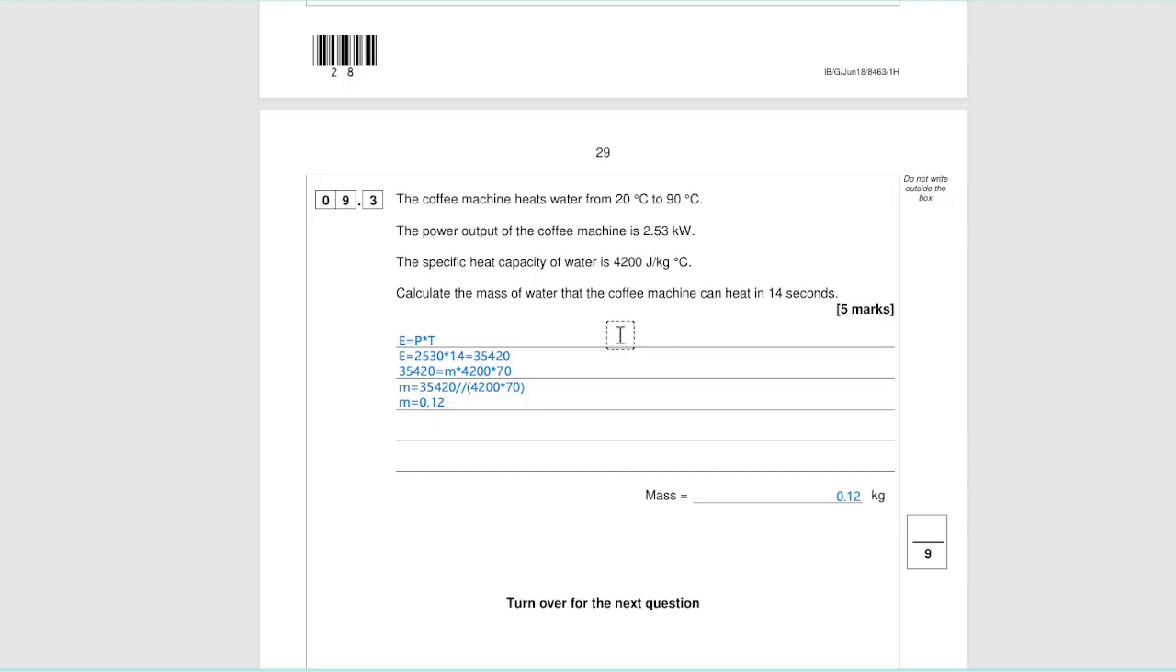So which is 2,530 times 14. Which gets you an energy of 35,420. And then you just sub that into the specific heat capacity equation, and you get 35,420 equals mass times 4,200 times 70. Then you get mass equals 35,420 divided by, in brackets, 4,200 times 70, and then you get the mass is just 0.12.